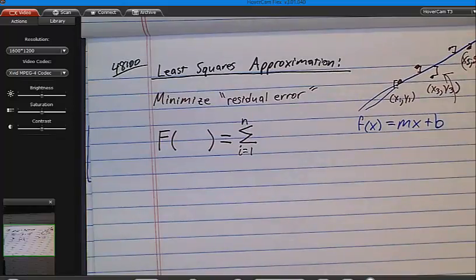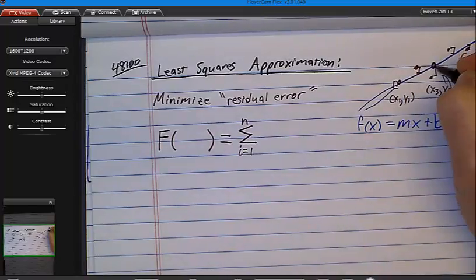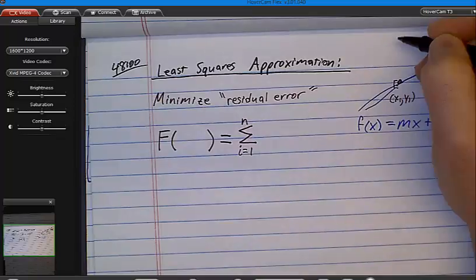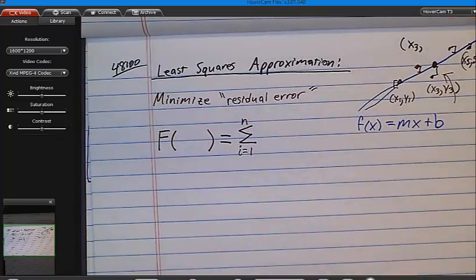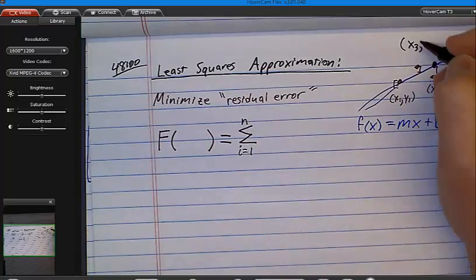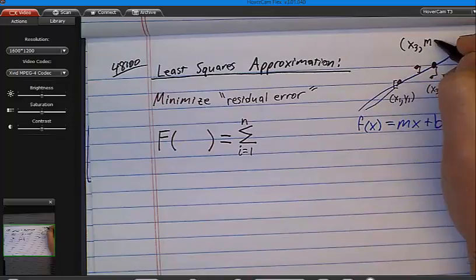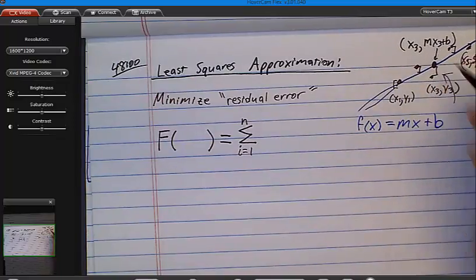I guess my question is, what are the coordinates of this point directly above it on the line? Well, they are x3, what? Would you be okay if I said it's mx3 plus b, that y coordinate? Because it's on the line, f of x equals mx plus b. I know that x3 is the input. You guys with me? Okay.